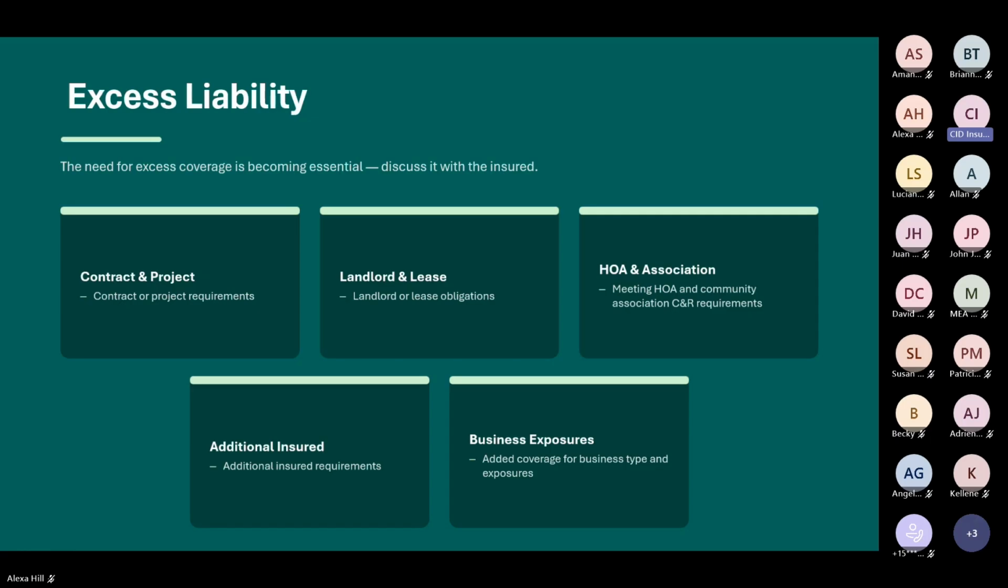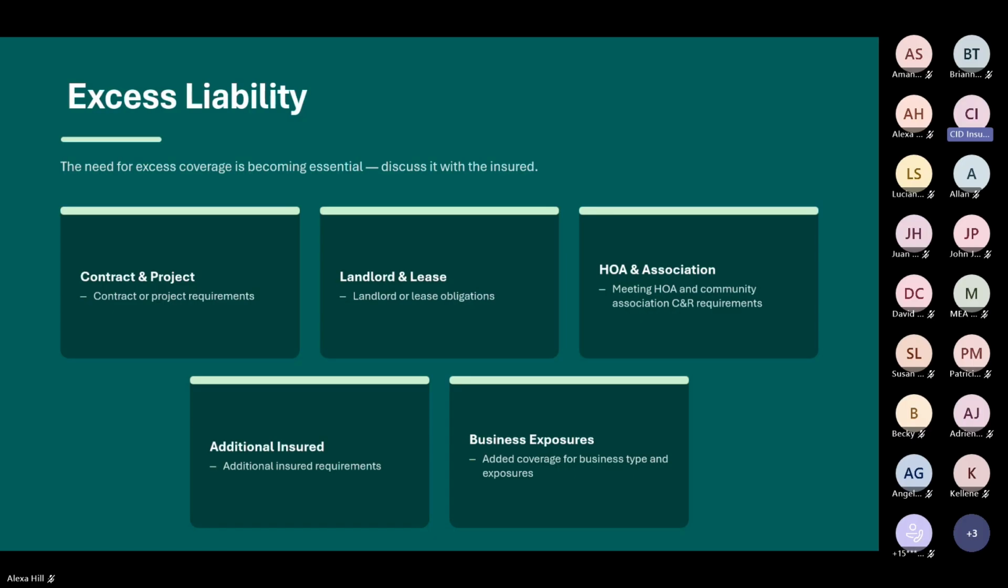So we have seen an increase in quote requests for excess liability, and a lot of our markets now have the ability to offer optional excess liability quotes in conjunction with the renewal offer. This has allowed a great opportunity for cross-selling. The items listed on the slide are some of the more common reasons we get requests for excess liability. Of these requests, the most frequent need for excess coverage is due to contractual requirements.